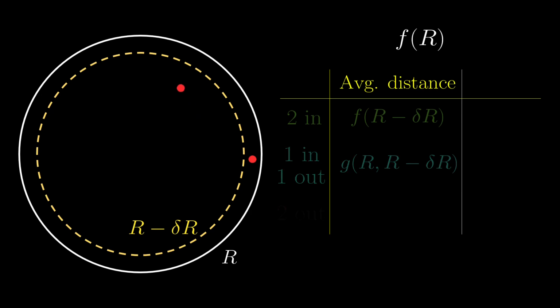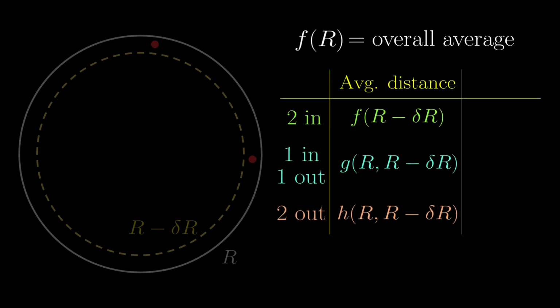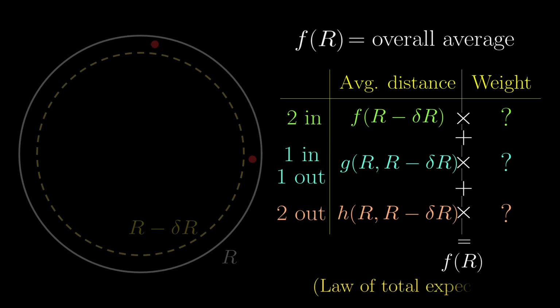Let's call the average distance in this case some function that depends on the two radii. Finally, case 3. Both points are in the outer annulus. Again, we don't know what the average distance is, but let's say this is some other function that also depends on the two radii. Now what we want is an overall average, covering all the possible cases of the 2 points. This means that all these averages would still be useful, but we need to weigh them according to how likely each case will appear. Applying these weights and adding the products should give us f of r, the overall average distance in the larger disk. By the way, this weighted average step is usually called the law of total expectation.